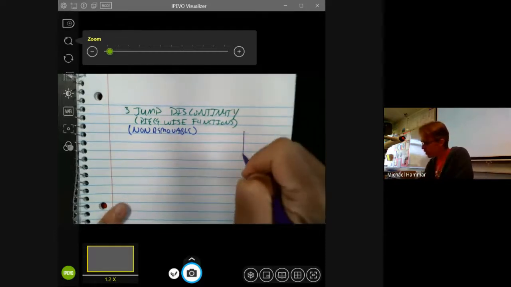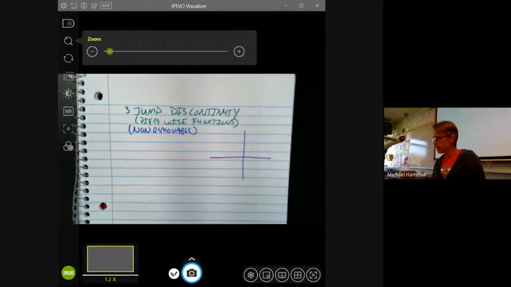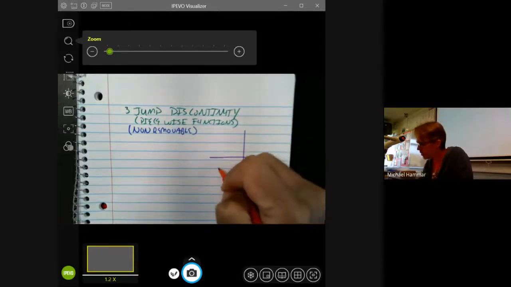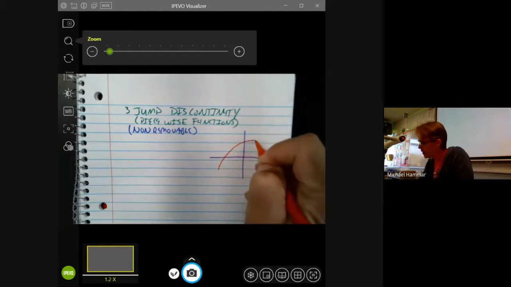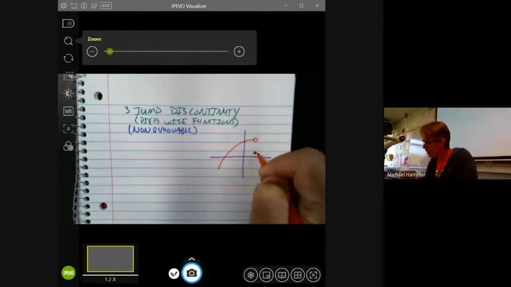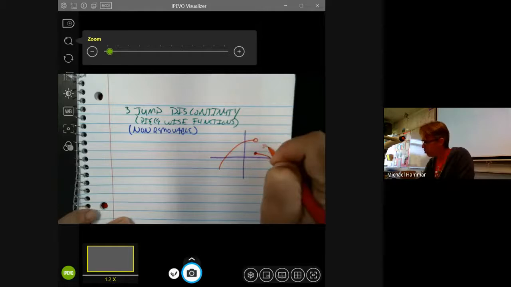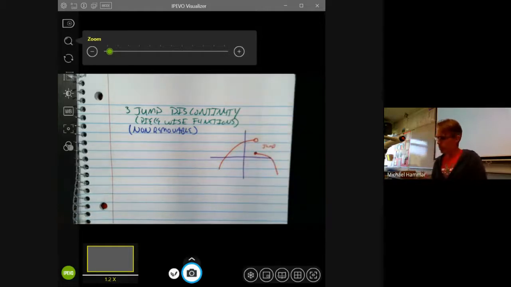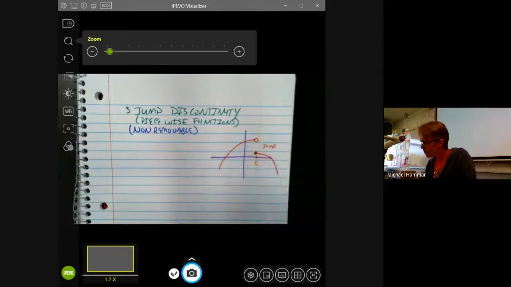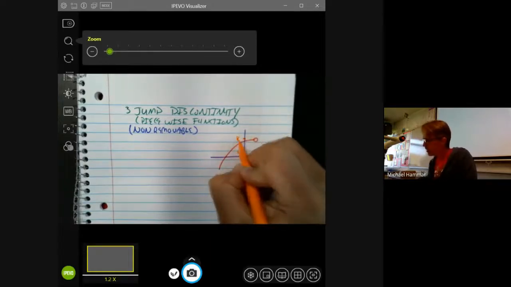So let's draw a graph that has a jump discontinuity. Now, you've seen them before. So a jump discontinuity kind of goes like this. So it'll maybe go to here, then we'll have a dot, and then it'll come down to here. Notice that there is a jump between those 2 points. So this will be c, and let's call this L, and let's call this K.